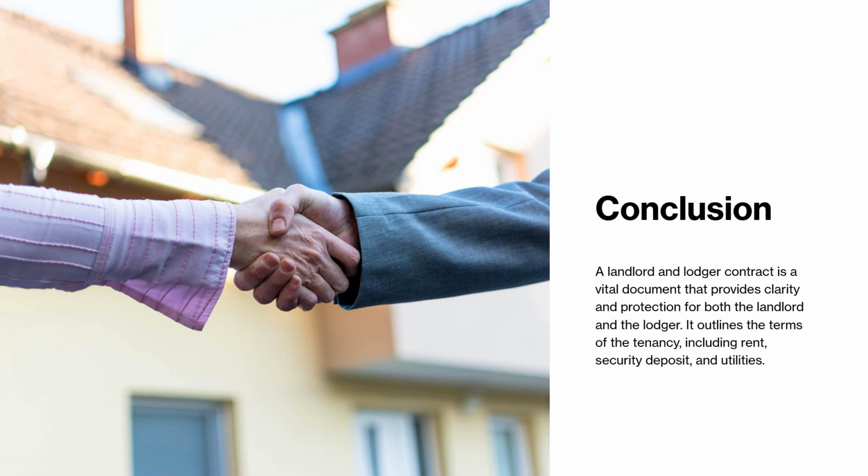Conclusion. The landlord and lodger contract is a vital document that provides clarity and protection for both the landlord and the lodger. It outlines the terms of the tenancy, including rents, security deposits, and utilities.